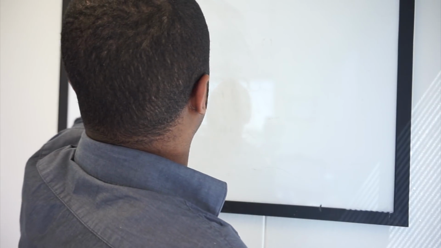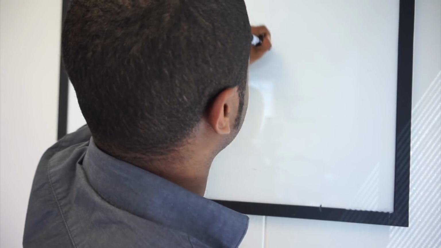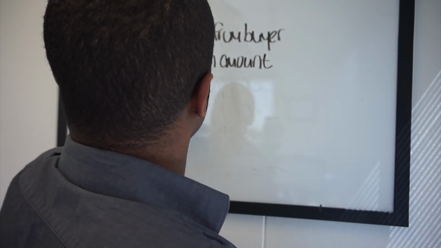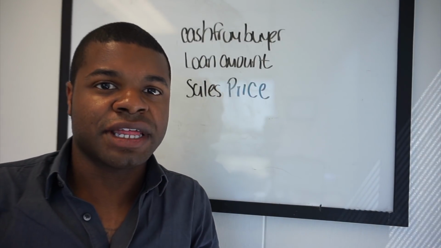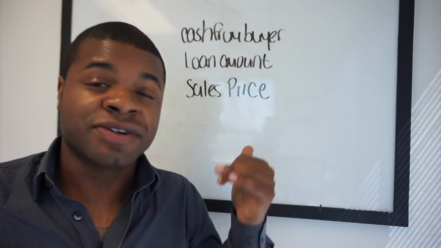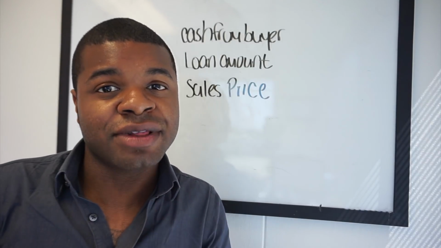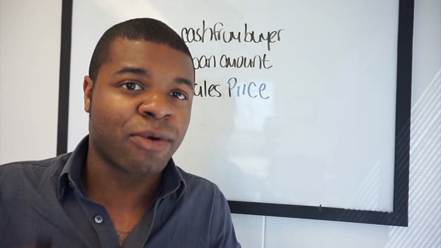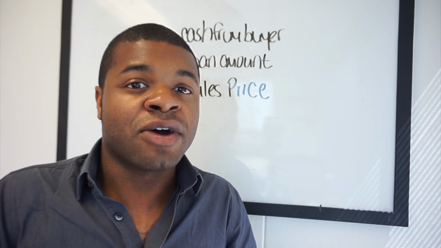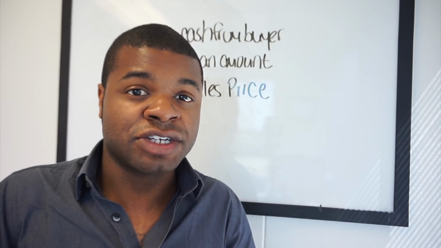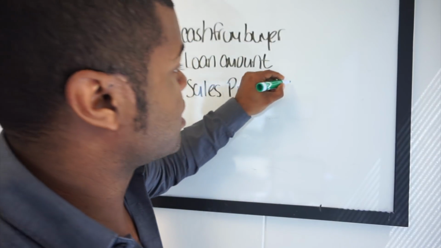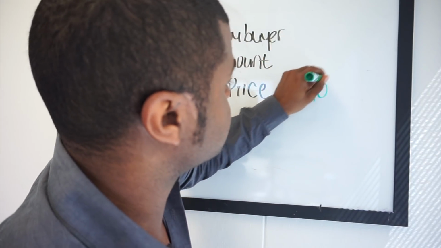So we have our cash from buyer, we have our loan amount, and then we have our sales price. Those are three numbers that we use on pretty much every single contract. Unless it's a cash deal, you still have to fill this out. And so the way to calculate these, I kind of like to work backwards a little bit. For this example, I'm just going to use a nice round figure. We're going to use a property that is being sold for $100,000. So we're going to go ahead and put that sales price of $100,000 here.